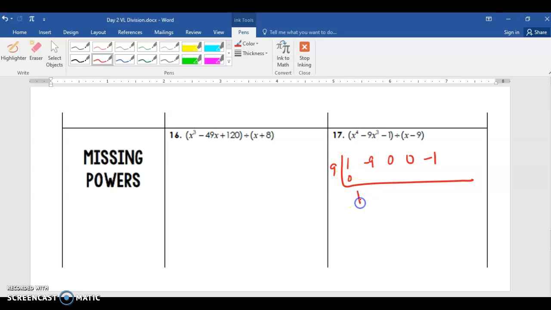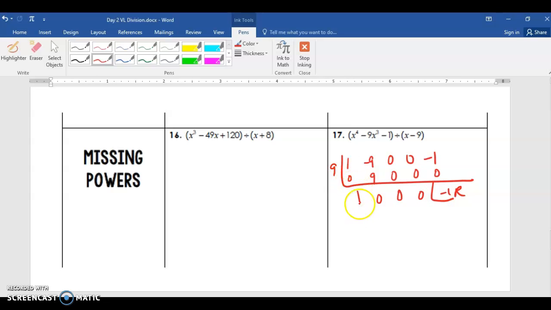Okay, so you put a 0 under. So 1 plus 0 is 1. 1 times 9 is 9. And when you add, this will be a 0. 0 times 9 is a 0. Add the zeros. Be patient. Another 0. Another 0. And yet another 0. So negative 1 will be the remainder.